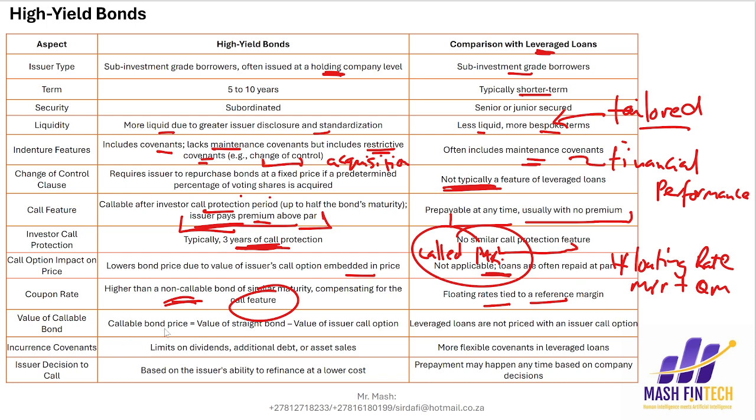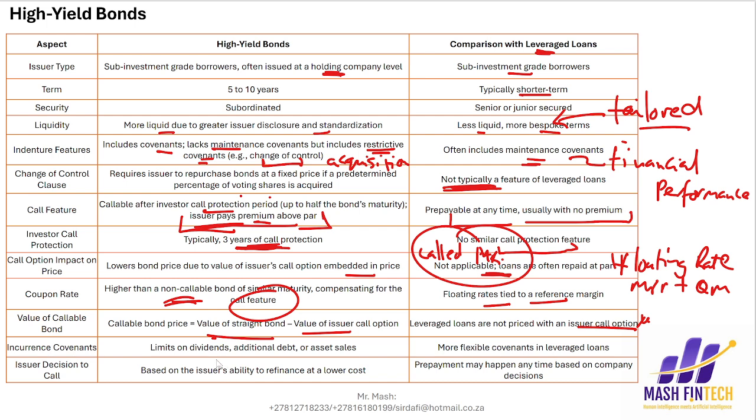The value of a callable bond is given by the value of a straight bond minus the value of the issuer call option. So for a callable bond, the value of a straight bond minus the value of a call option. Okay, which means a straight bond is always going to be more valuable than the callable bond, because you subtract the value of the call option. The leveraged loans are not priced with an issuer call option, so there's no call option here.